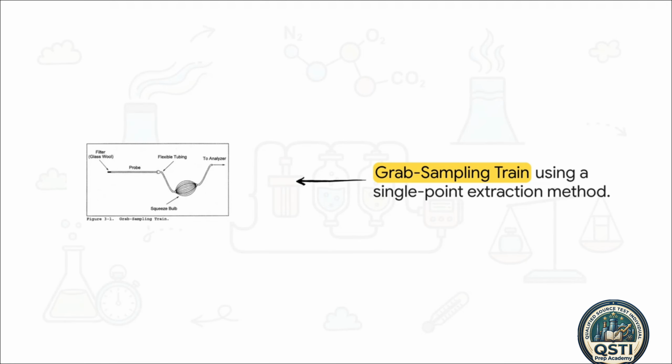Now, when you're setting up a single-point grab sampling train, don't overlook the small details. Right at the very front, you've got a filter, typically just a plug of glass wool tucked inside either stainless steel or borosilicate glass tubing, and that's there to remove particulate matter. Then, the gas is transported to the analyzer using a simple one-way squeeze bulb. It's a pretty basic setup, but every single connection has to be perfectly tight.